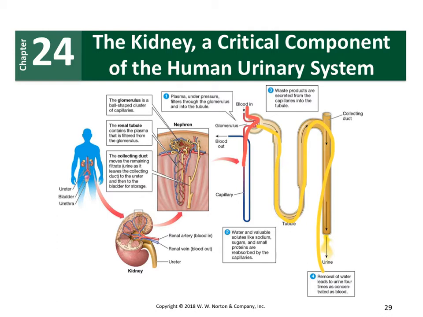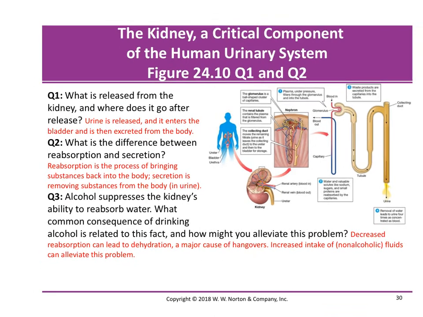Okay. Without the kidneys, you've got real problems in terms of water homeostasis, and toxins building up in the blood, and things like that. The renal tubule contains the plasma. Okay, the collecting duct removes the remaining filtrate. Urine leaves the collecting duct to the ureter and then to the bladder for storage, where it's then pumped out. So urine is released from the kidneys and it enters the bladder and then is excreted from the body.